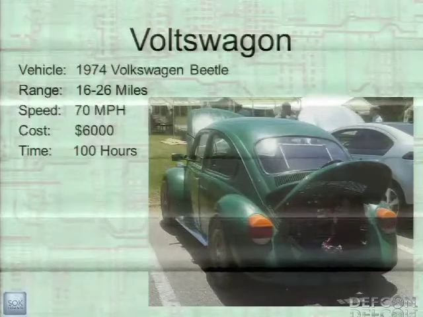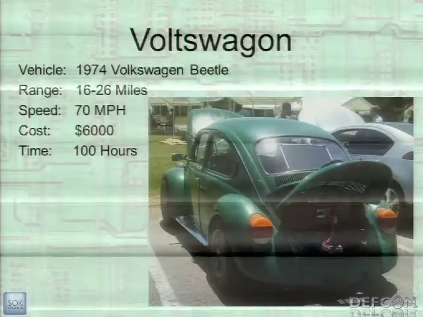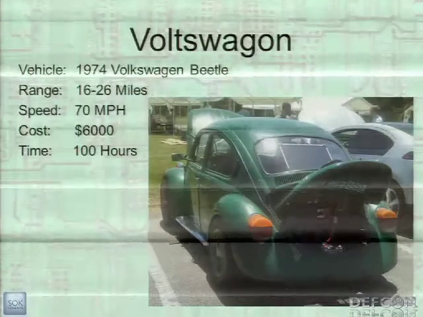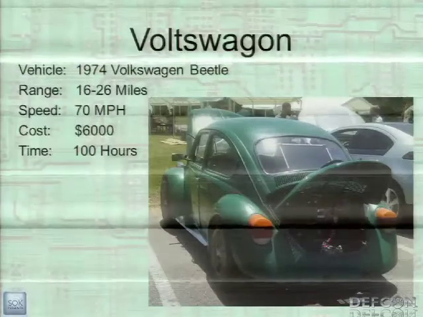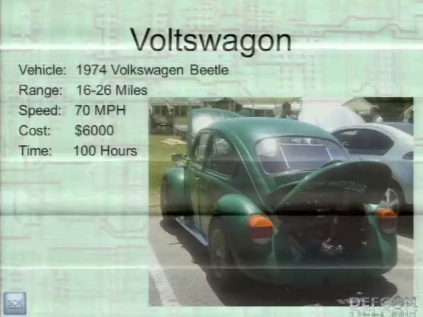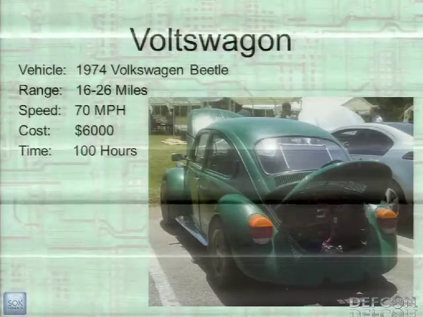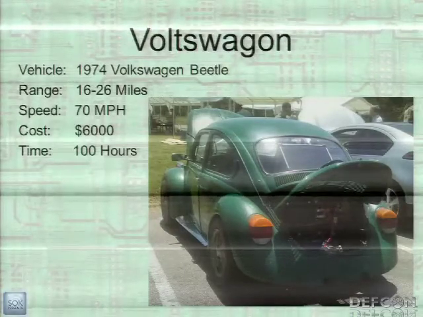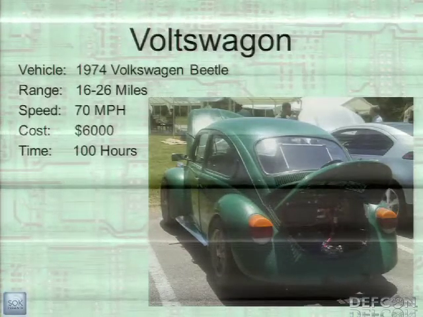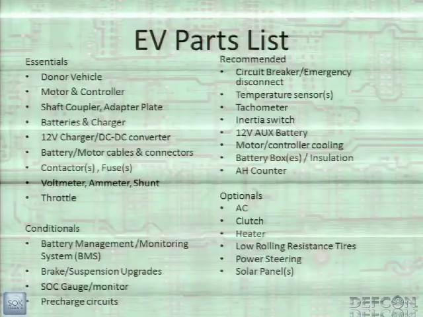So this is my car. It's a 74 Volkswagen Beetle. Range originally 16 to 26 miles, 70 miles per hour. The conversion cost $6,000 and took about 100 hours to get it on the road. I've probably spent at least 100 more hours on it since then, just working on other stuff.